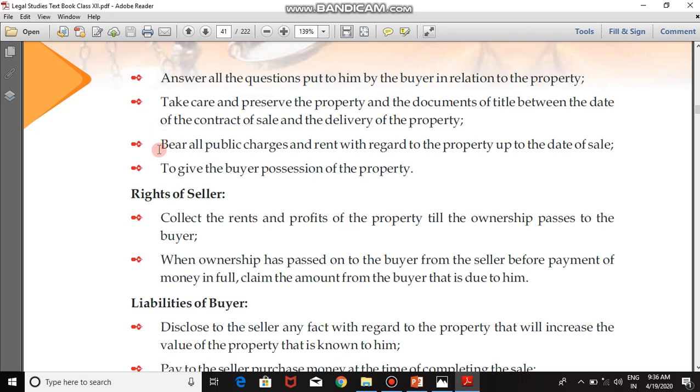Bear all public charges. जो भी public charges हैं, rents हैं, जब तक कि property deliver नहीं हुई है, should be borne by this seller. To give the buyer possession of the property. Obviously, अगर आप पैसे ले लिए तो आपको possession देनी होगी. Now, what are the rights of seller? These were the liabilities, जो उनको करना चाहिए, जो उनको करना है. And now we have the rights.